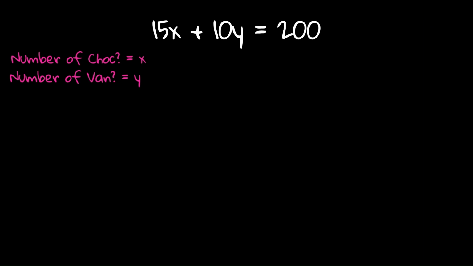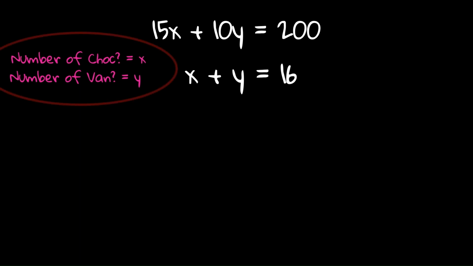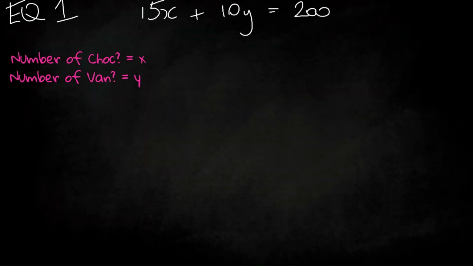What else do we know? We know that 16 cakes were sold, so we can say x plus y equals 16. Now we have our 2 equations in our system. All we need to do now is solve the unknown variables, x and y. I want to plot these equations on a graph, so we can put this in a y equals mx plus c format.